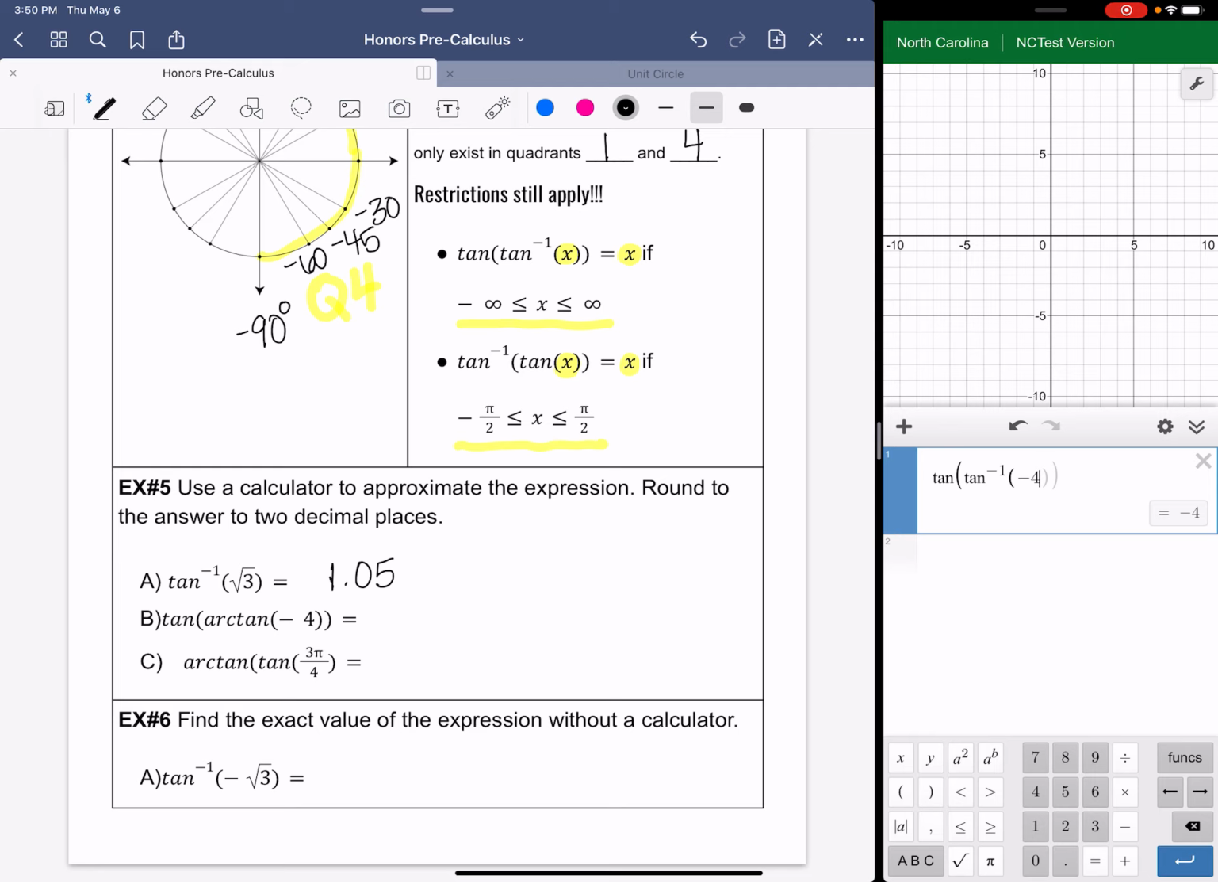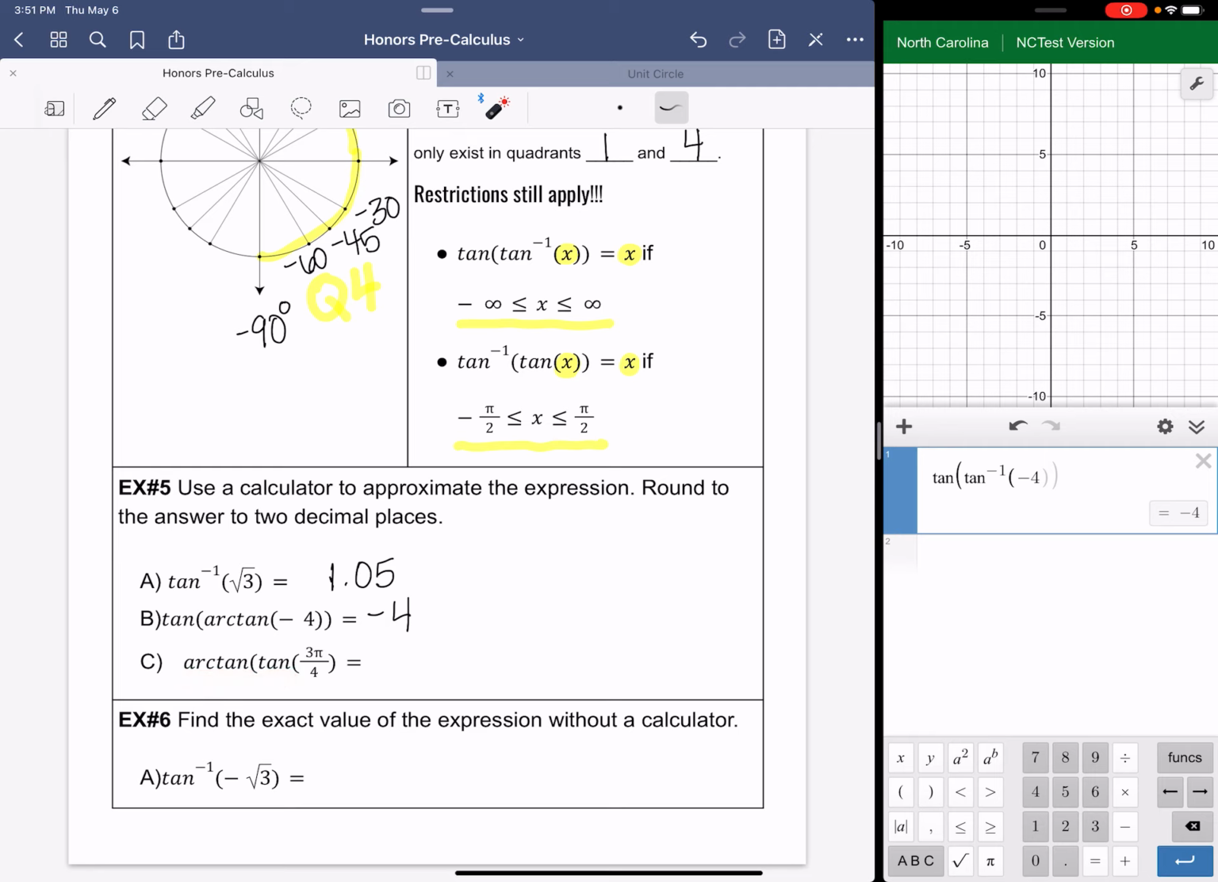And that's going to equal negative 4. Well, why did that apply? Well, we had the tan inverse, and I have tangent. It should equal the inside because that rule applies for all real numbers. Now for this one, does that apply?